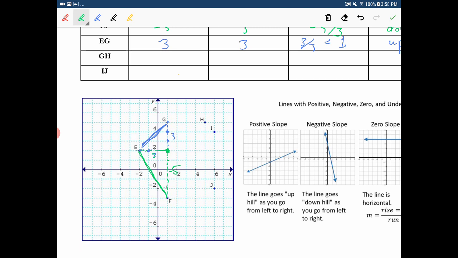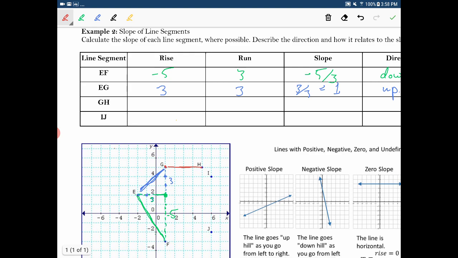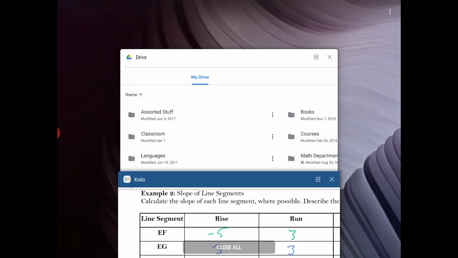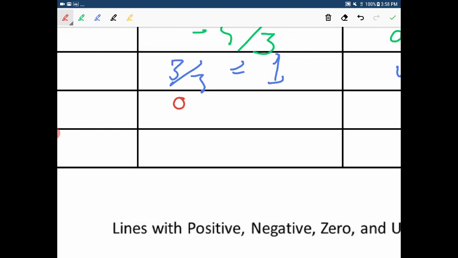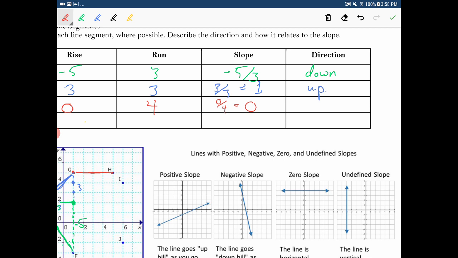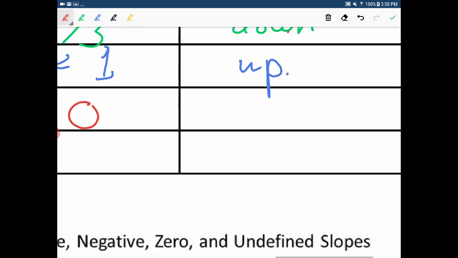So let's take a look at G to H, which is a neat one. I'll do it in red. There's G, there's H. So my line is going to go like that. Between those two, your rise is going to be 0. It doesn't go up at all. It only goes over 4. In which case our slope would be 0 over 4, which we do want to reduce because it's just equal to 0. 0 divided by anything is just equal to 0. So the direction is horizontal, we'll say.